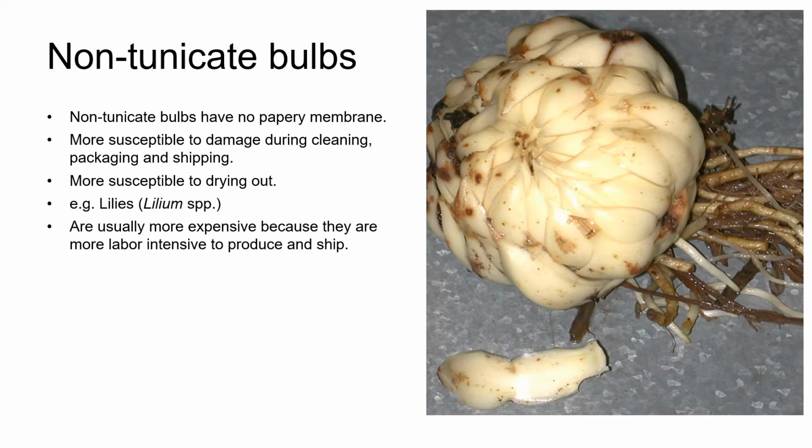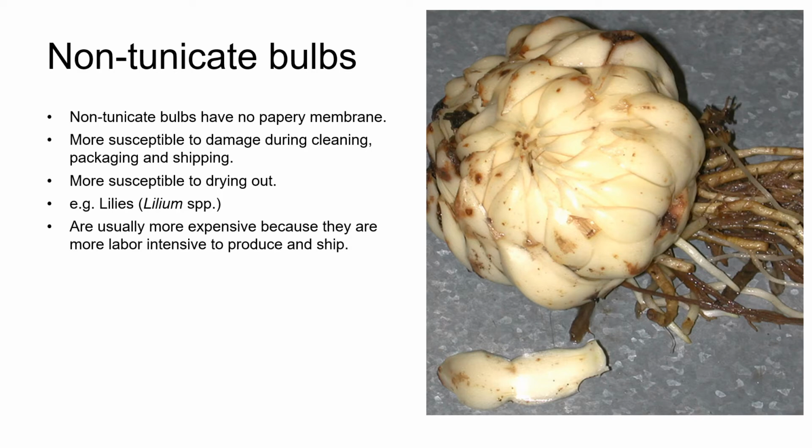In contrast, non-tunicate bulbs have no papery membrane. This makes them much more susceptible to damage during lifting or digging, cleaning, packaging, and shipping, so they usually have to be handled much more carefully than tunicate bulbs. This means they're usually more expensive because they're more labor-intensive to produce and to ship. Non-tunicate bulbs are also much more susceptible to drying out because they don't have that papery membrane around them.